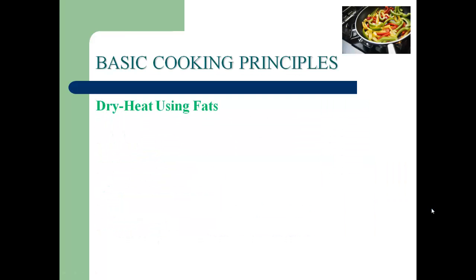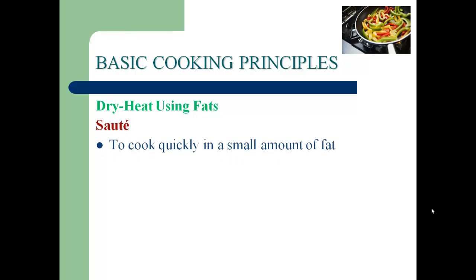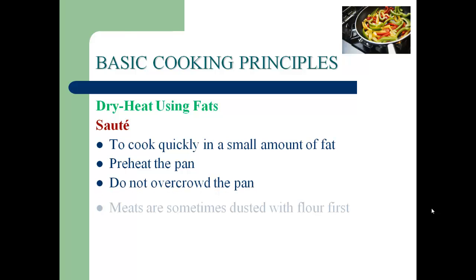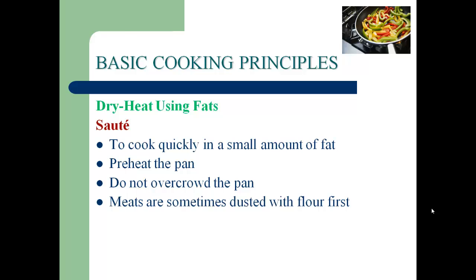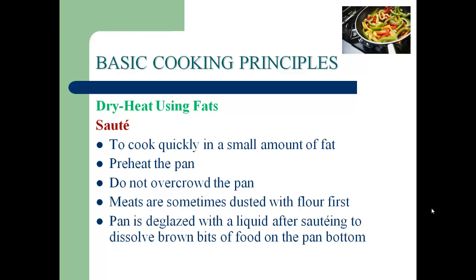Dry heat using fats. Sauté: to cook quickly in a small amount of fat. Preheat the pan. Do not overcrowd the pan. Meats are sometimes dusted with flour first. The pan is deglazed with a liquid after sautéing to dissolve brown bits of food on the pan bottom.